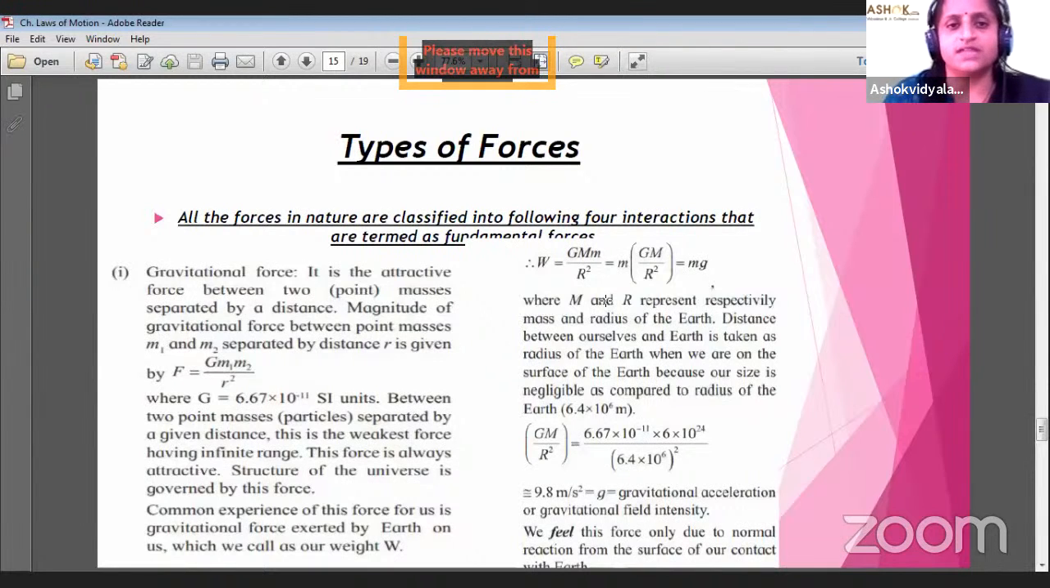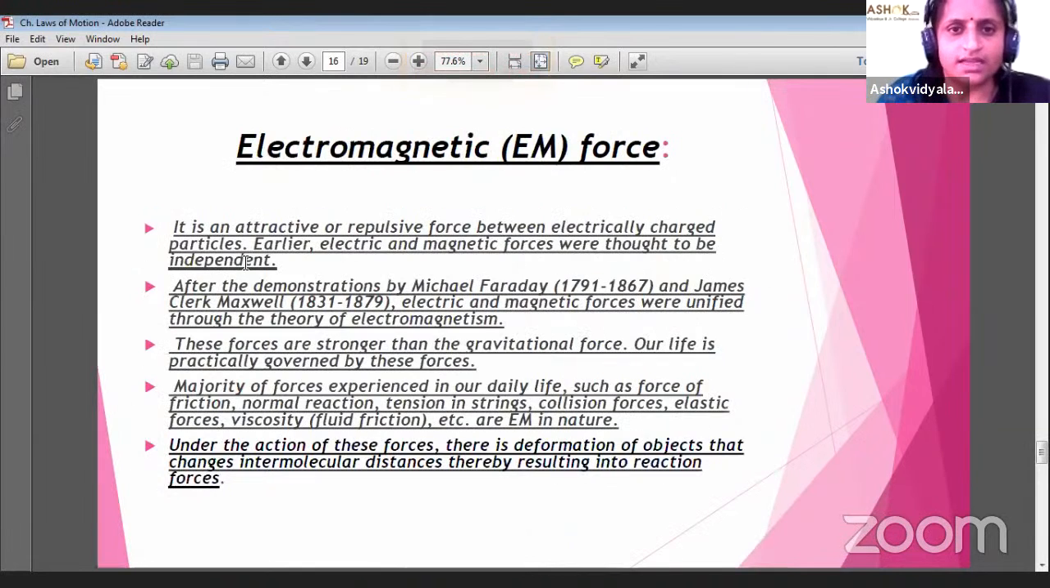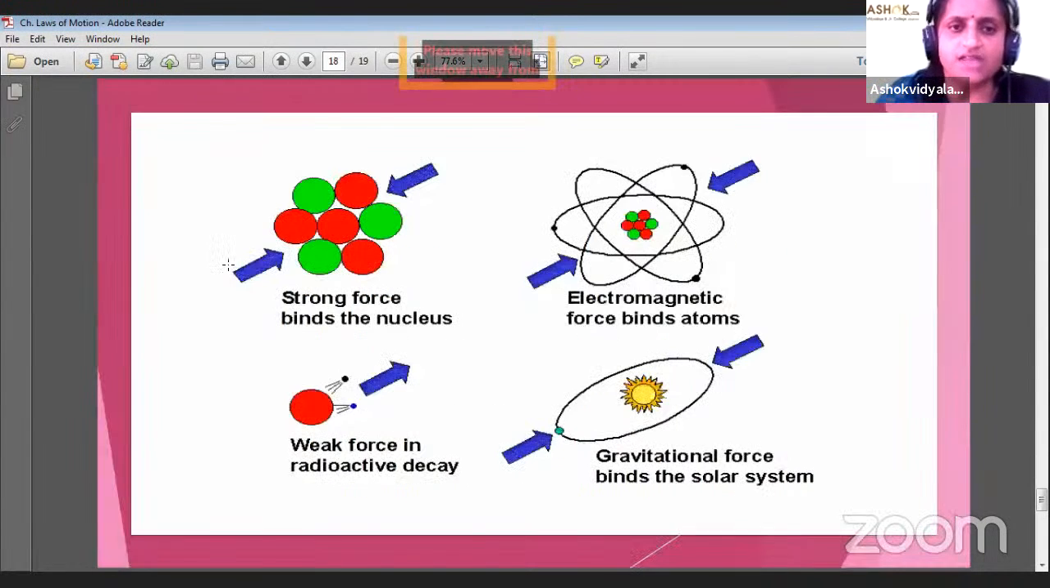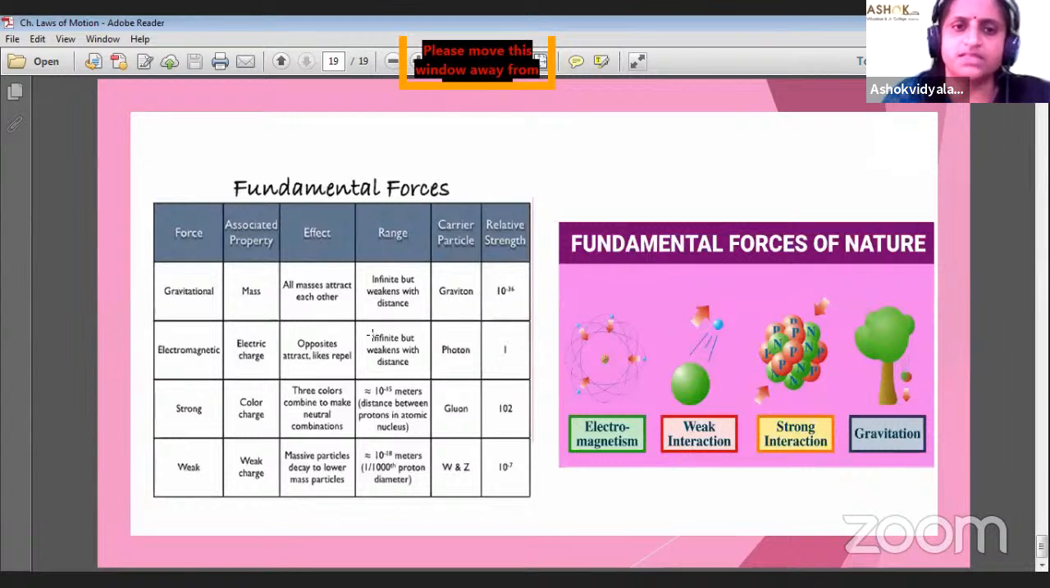And the last point is the types of forces. There are four types of forces in nature. First one, gravitational force. Second one, electromagnetic force. Third one, strong nuclear force. And last one, weak nuclear force. These are the pictures of examples of strong nuclear force, electromagnetic force, weak nuclear force, and gravitational force. This is the summary of fundamental forces.